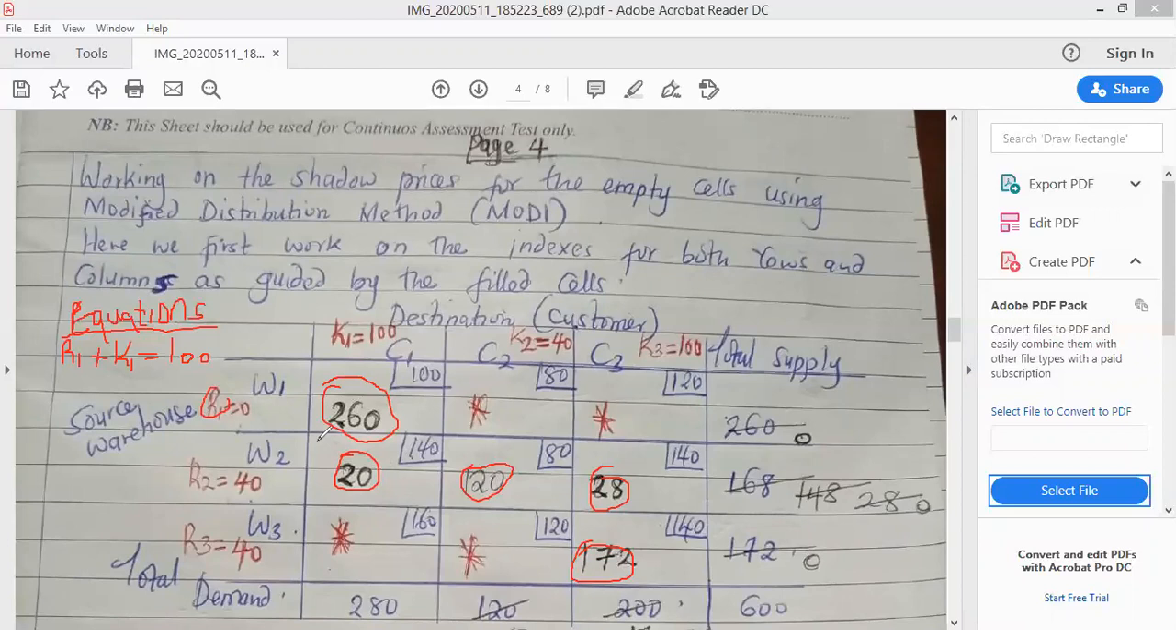I've used this cell, it has something. So L1, the index for that row, plus the index for that column gives me the unit price for that particular filled cell. And the filled cell is indicated by the units whichever we have assigned there. Which other cell has something? Cell W2C1. So I'll use the indexes for that particular cell, and I'll have L2 plus the corresponding column index K1 equals the unit price of what we have here, which is 140.